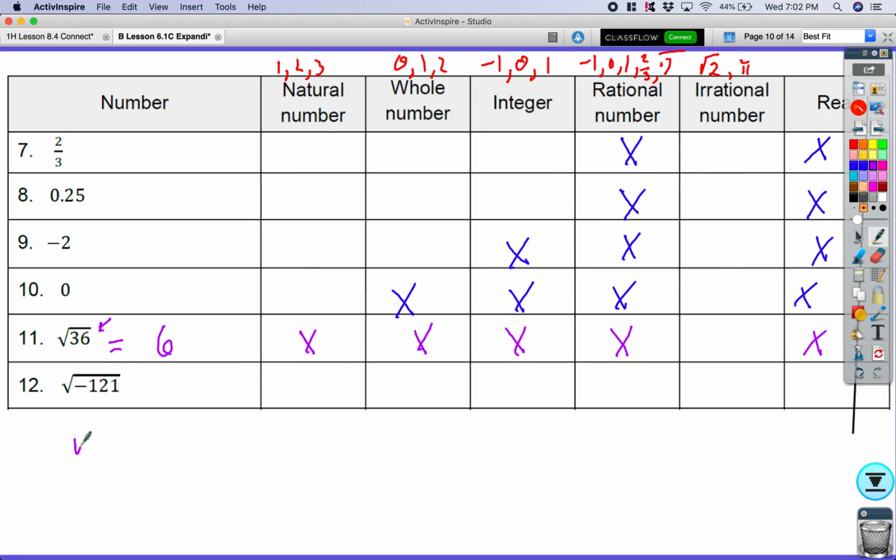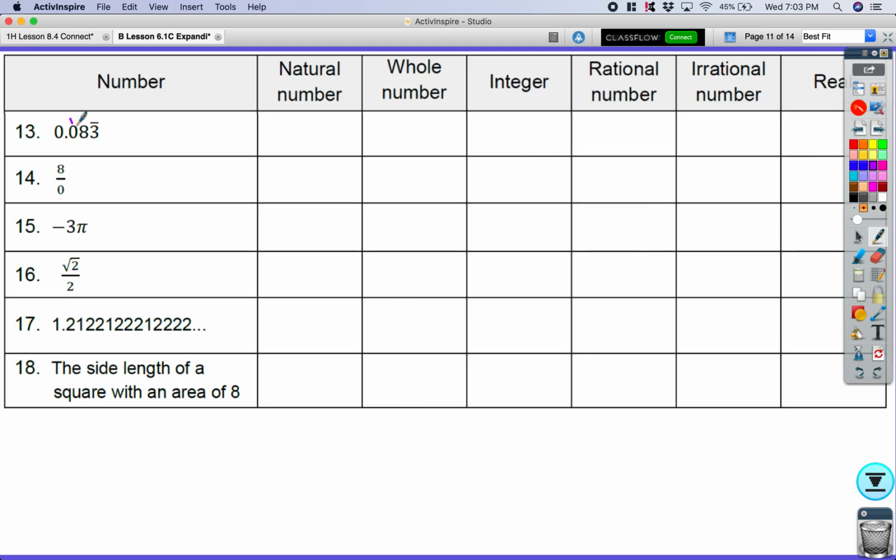Now, I know the square root of 121. It's saying what are two numbers that are exactly the same multiplied to 121? That's 11. But can I figure out two numbers that are exactly the same that multiply to negative 121? If you think about this, this is 11 times 11. Well, that's positive 121. If I make one negative, those are not the same. And if I make them both negative, negative times negative is a positive. So this, guys, is not possible. Since it's not possible, it is none of these. It's not natural, whole, integer, rational. It's not even irrational, and it's not real either.